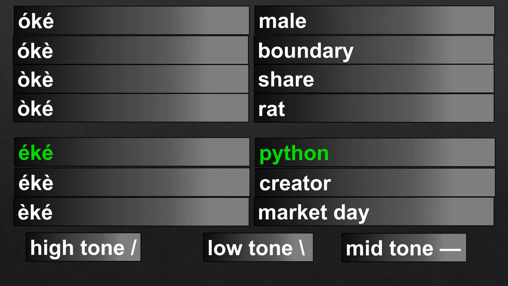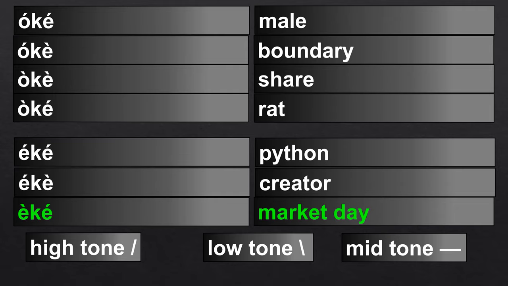Eke is python. Eke, that is high, low. Eke is creator, so this is where you get Chineke, God the creator. Eke is the market day. In Igbo we have four days in a week, so Eke is one of those days in the Igbo week. So Eke is low, high.